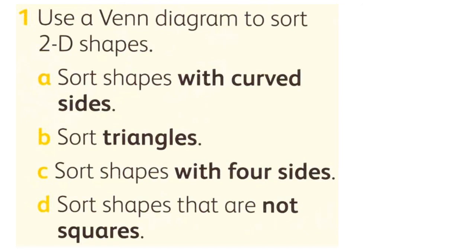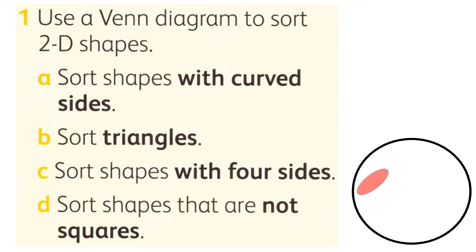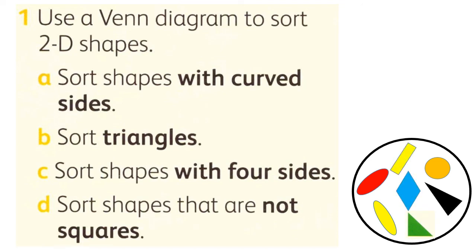D. Sort the shapes that are not squares. So the rule here is shapes that are not squares. Here I can put every shape that is not a square. Rectangles, circles, ovals, triangles.